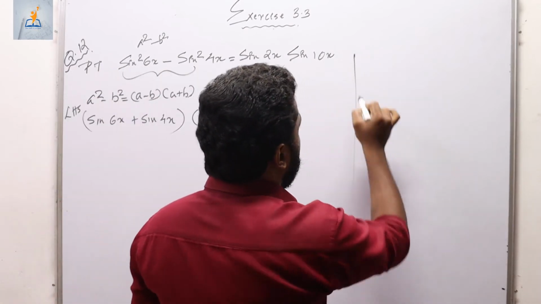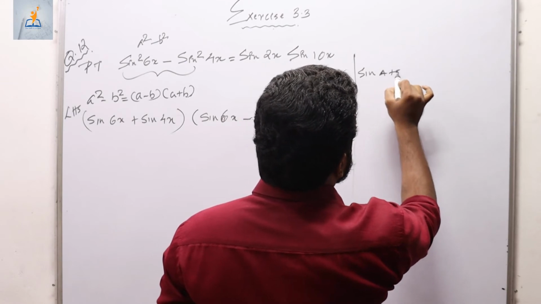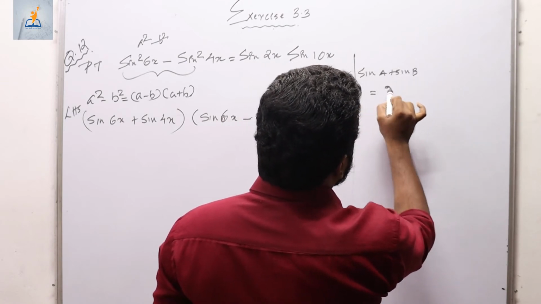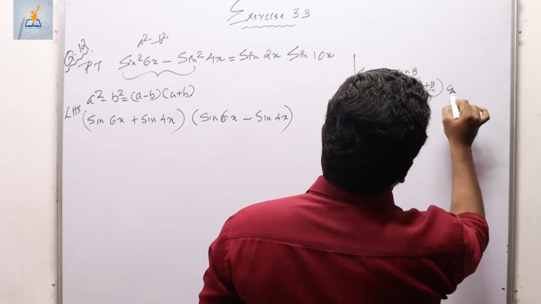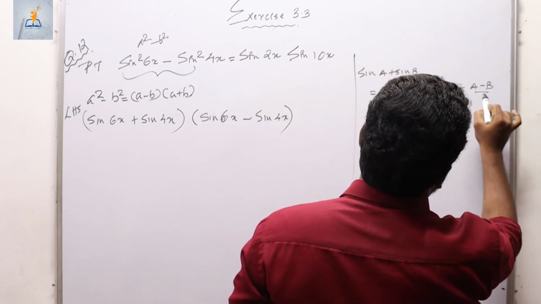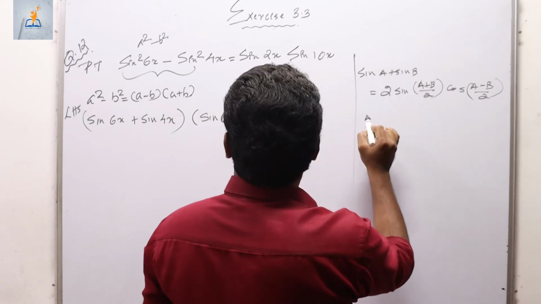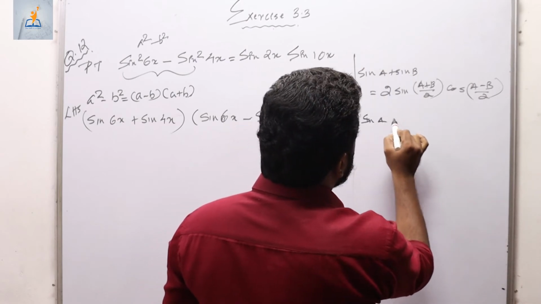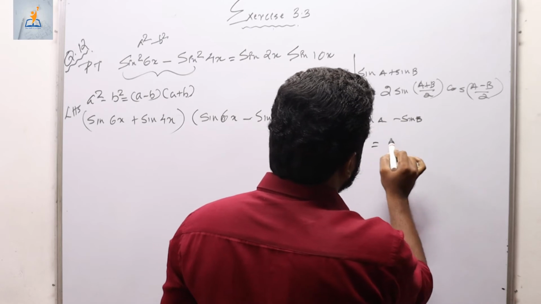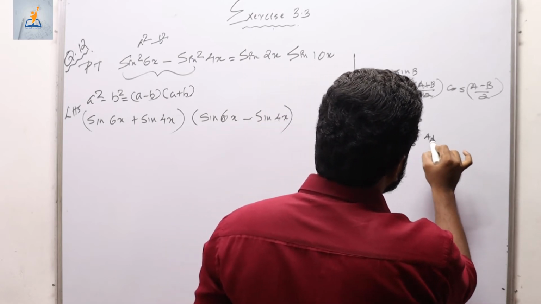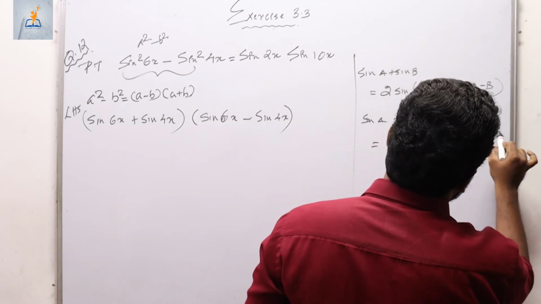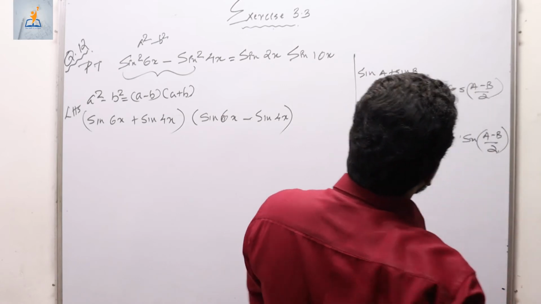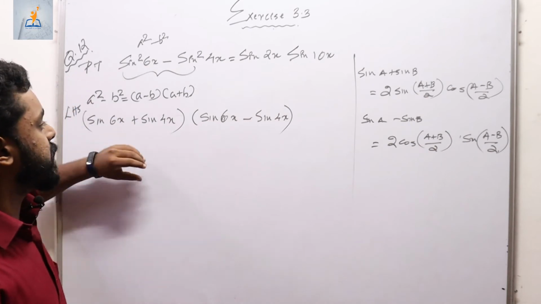Now we know that sine a plus sine b is equal to 2 sine (a plus b) by 2 into cos (a minus b) by 2, right? Also we know that sine a minus sine b is equal to 2 cos (a plus b) by 2 into sine (a minus b) by 2. Okay, so we shall apply these identities here.